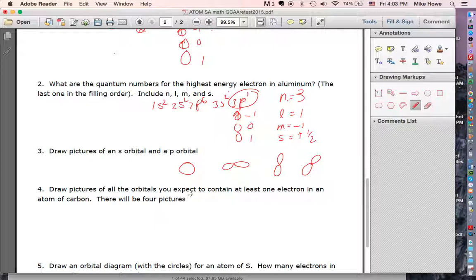Okay, now all the orbitals you'd expect to contain at least 1 electron in an atom of carbon. So here we go: 1s, 2s, 2p. Okay, and remember if we just drew the orbitals like this, it'd be 1, 2, 3, 4, 5, 6. So you'd expect, what's this orbital look like? It looks like that. What's the 2s orbital look like? It looks a little bigger, a bigger sphere. 2p, one will look like that, and one will look like this, and those are your 4 orbitals.